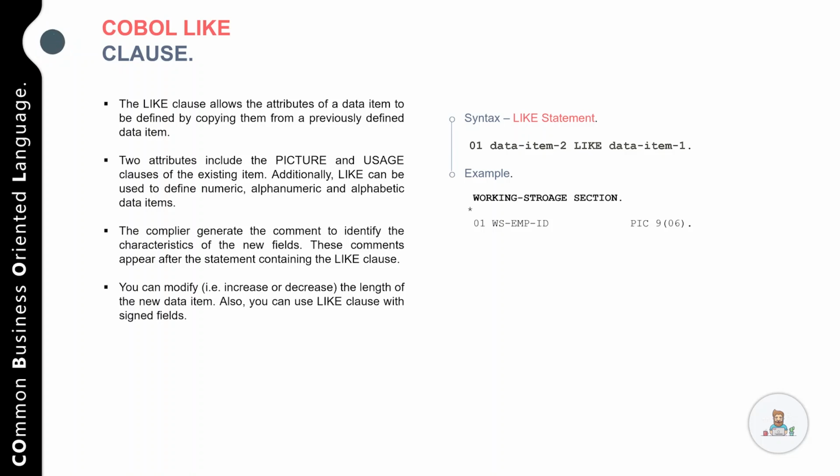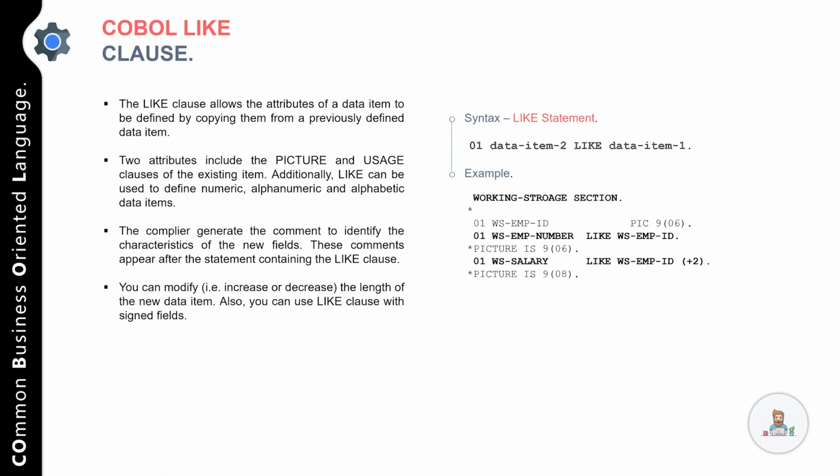Now let's talk about an example. In the following example, we have the WORKING-STORAGE SECTION and we have a field called WS-EMP-ID, which is defined as PIC 9(06). That means numeric and the length is 6. After that, I've specified a new variable, WS-EMPLOYEE-NUMBER. After that, I've used the LIKE keyword and thereafter I've specified WS-EMP-ID. This is the field from where I'm going to copy the attributes. If you notice, you'll have a picture clause as 9(6).